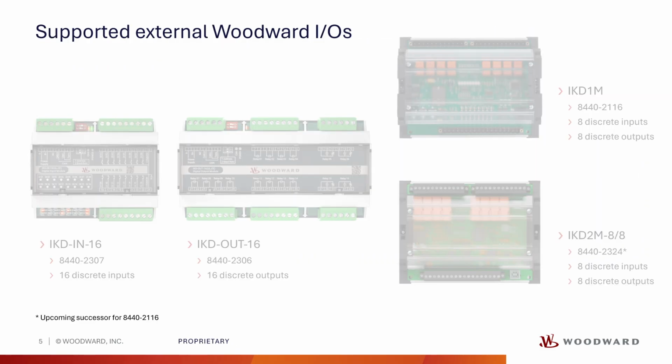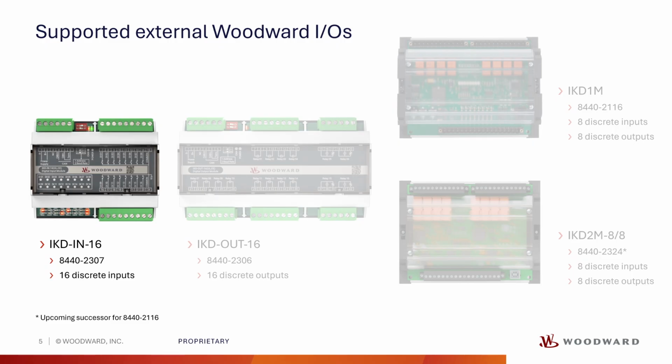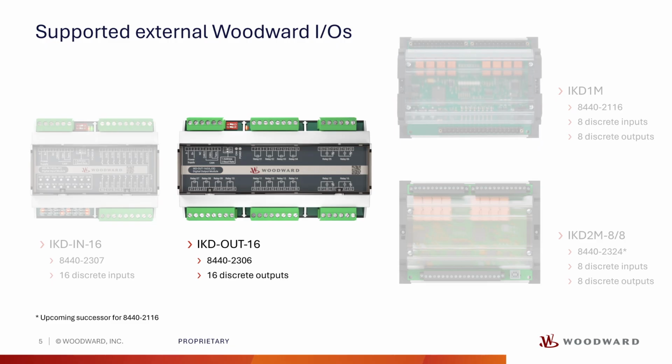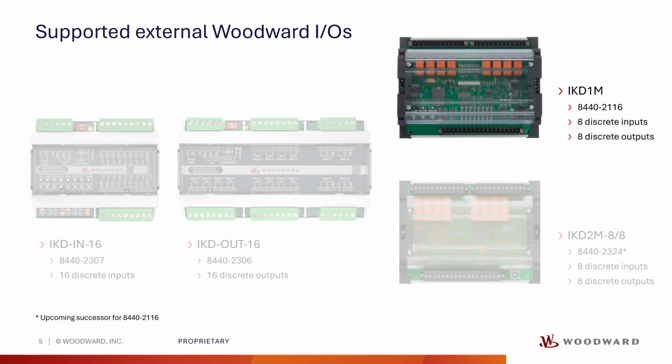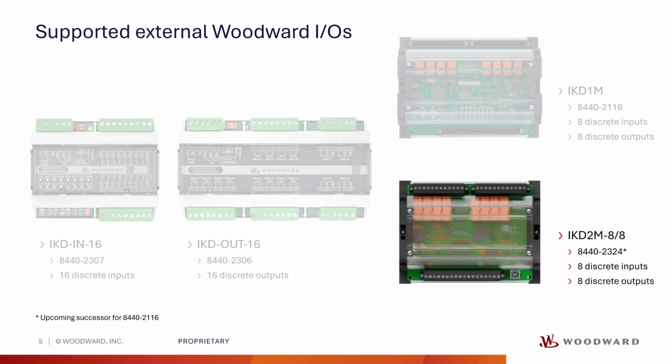This graphic illustrates the range of supported Woodward I/O modules, designed to expand the capabilities of your power management system. Each module is tailored for specific I/O requirements. IKD IN16 provides 16 discrete inputs for monitoring external signals. IKD OUT16 offers 16 discrete outputs for controlling external devices. IKD1M, a versatile module with 8 discrete inputs and 8 discrete outputs in one compact unit. IKD2M88, another flexible option with 8 discrete inputs and 8 discrete outputs, ideal for balanced I/O needs.